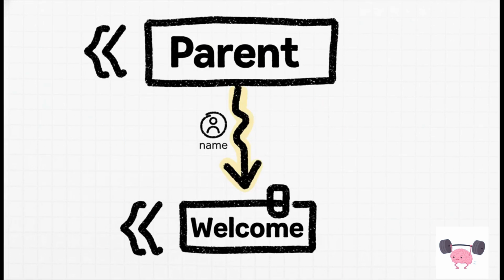We've got a parent component, right? And it's passing down a name prop to its child, the welcome component. Then the welcome component takes that information and uses it to display a message. The key thing here is that the child component didn't just come up with this name. It was given that information, that prop, from its parent.